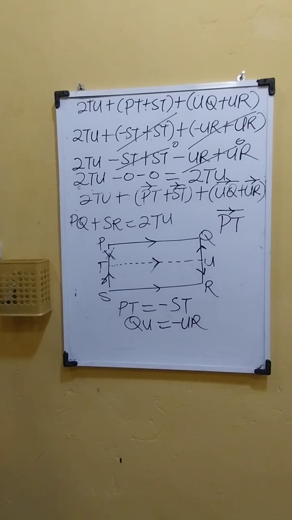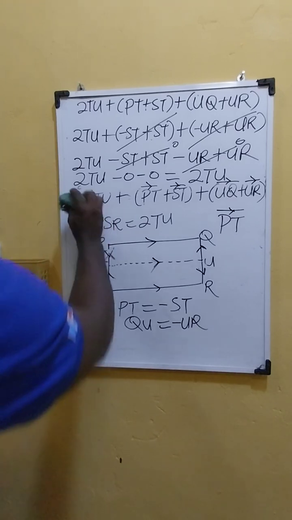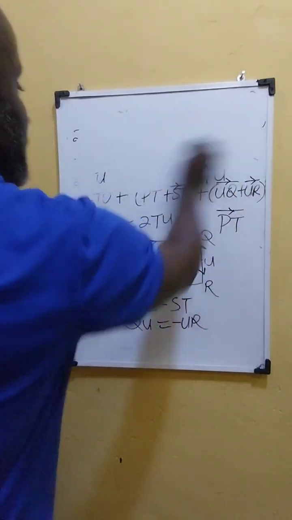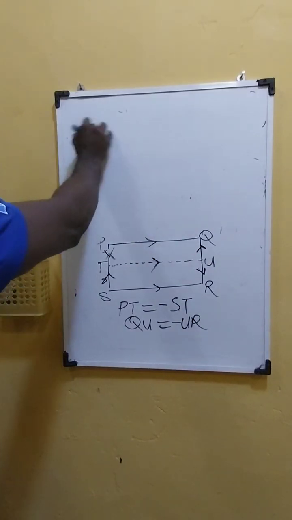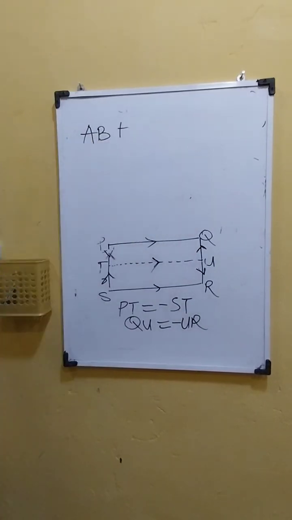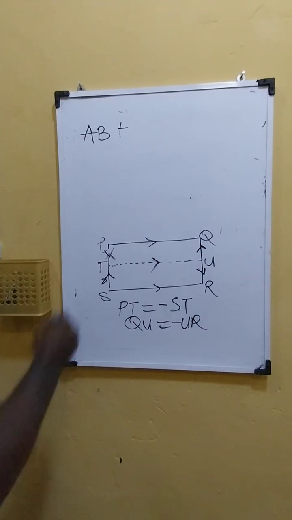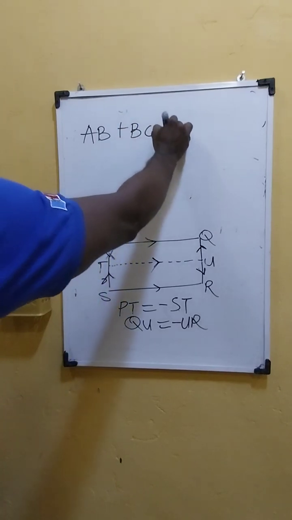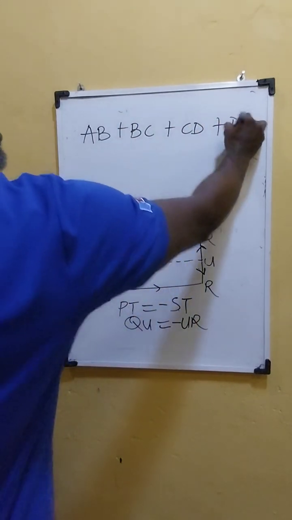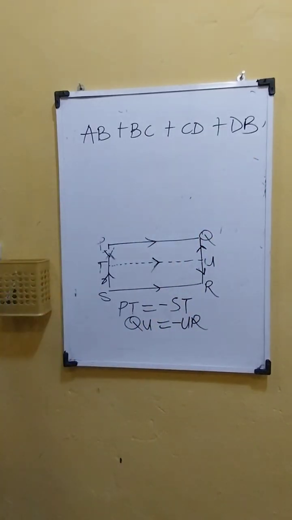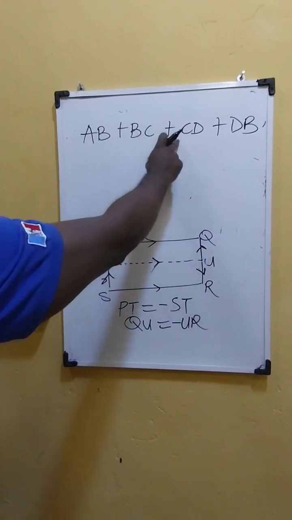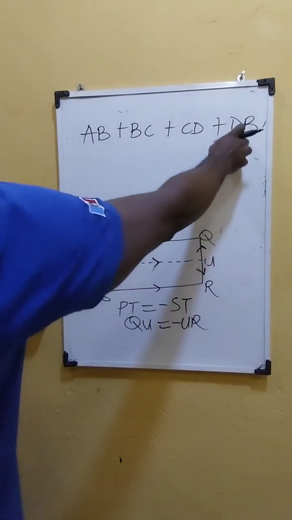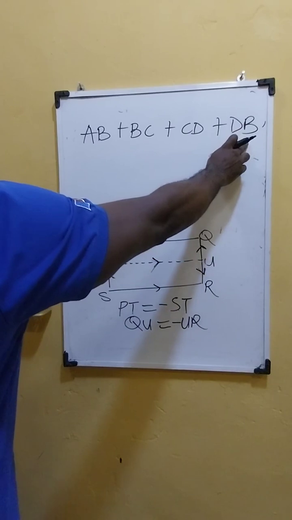So if you are told, John and the rest of us, to represent AB plus BC plus CD plus DB in a diagram, since it's already in order A, B, C, C, D, D, B. Remember we rearrange this one now. So when we arrange, what did we get?